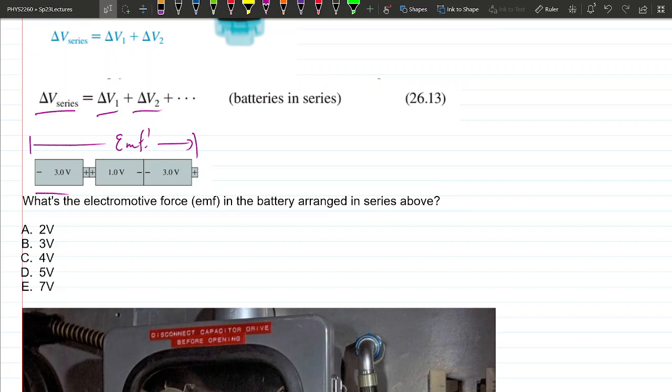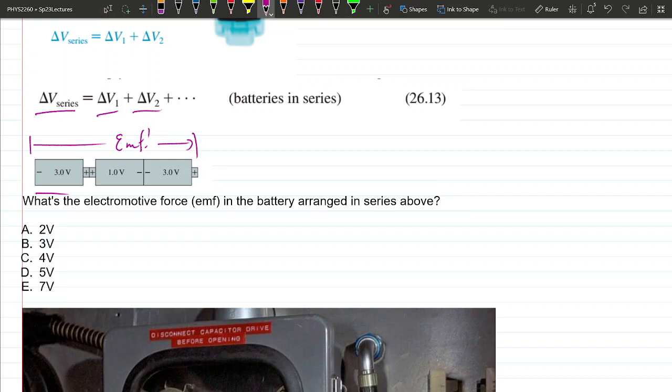Anyone think it's 2 volts? No? Anyone think it's 3 volts? 4 volts? How many think it's 5 volts? Okay, so most of you figured out it's 5 volts.